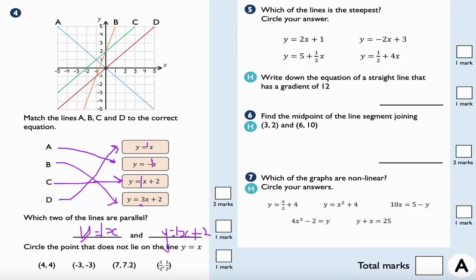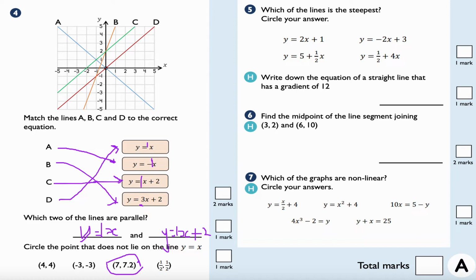Next question. Circle the point that does not lie on the line y equals x. So the x coordinate is the same as the y coordinate. So this one here. Because if y equals x and x equals 7, then y has to equal 7. Or if y is equal to 7.2, then x has to equal 7.2. So the line y equals x has the same x and y coordinate for each set of coordinates.